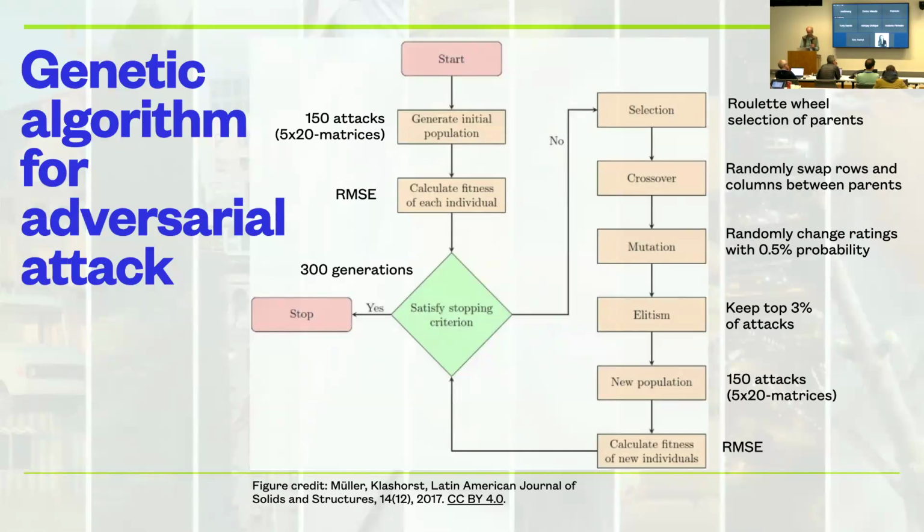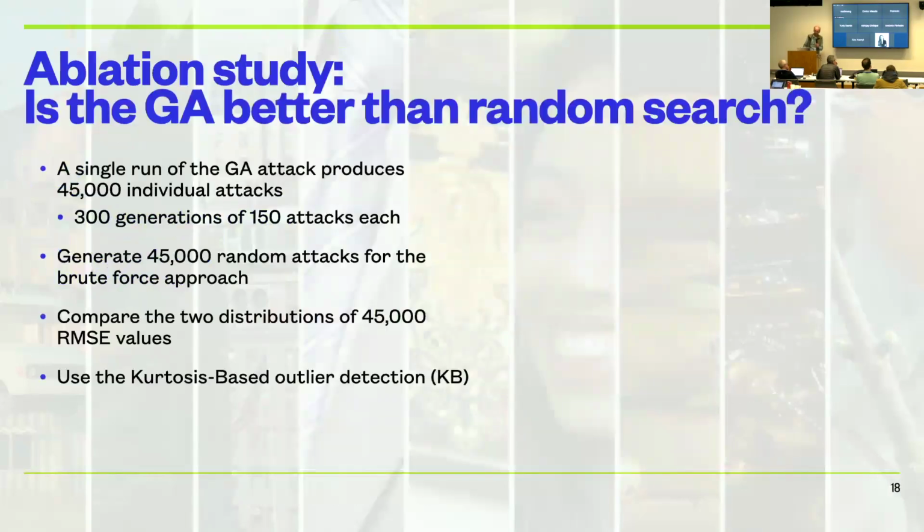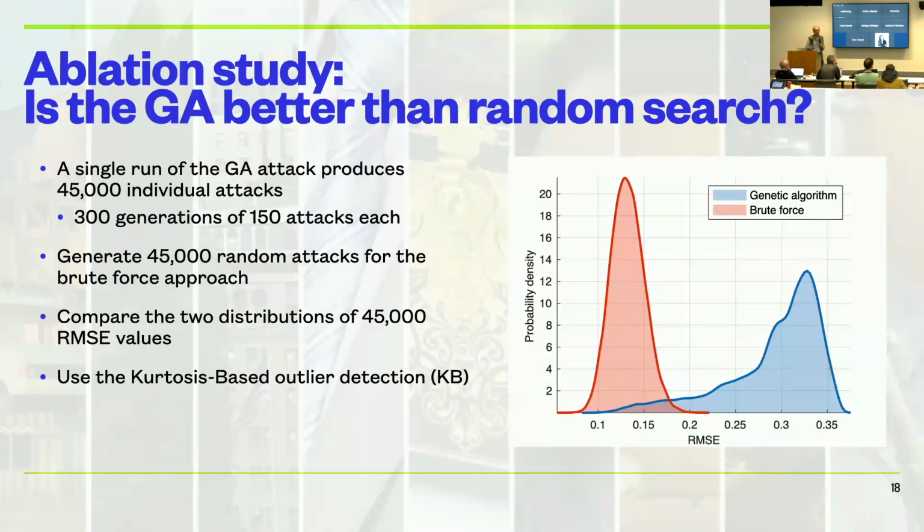Okay, very simple. Then here's an ablation study. Well, is the genetic algorithm really necessary? Do we need it? We have these matrices, 100 numbers from 1 to 5. We could just randomly assign these values and see what we get with 45,000 trials. And let's do that. So the result is this.